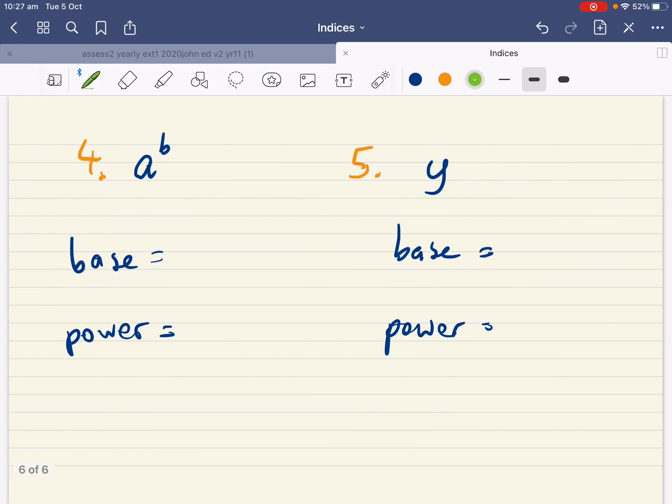The final 2, hopefully you're going good so far. We have a base of A, a power of B, super tricky. This last one might be the only one that might have caused you to pause for a second. Hopefully everyone got a base of Y, and the power is actually a 1, right? So technically there is like a hidden 1 there.